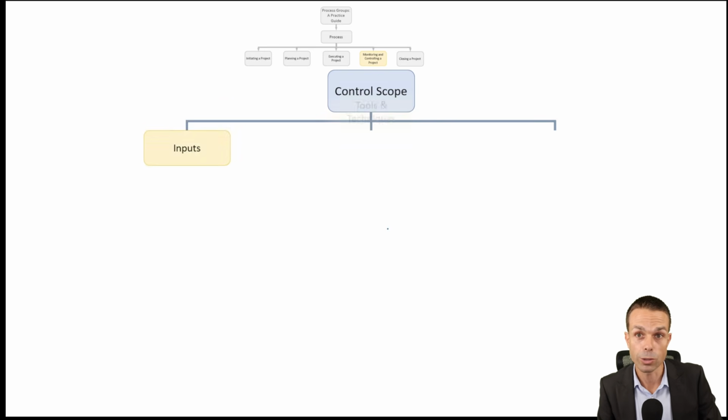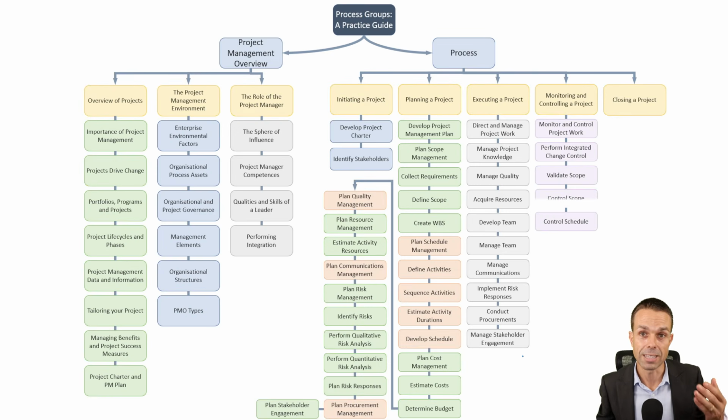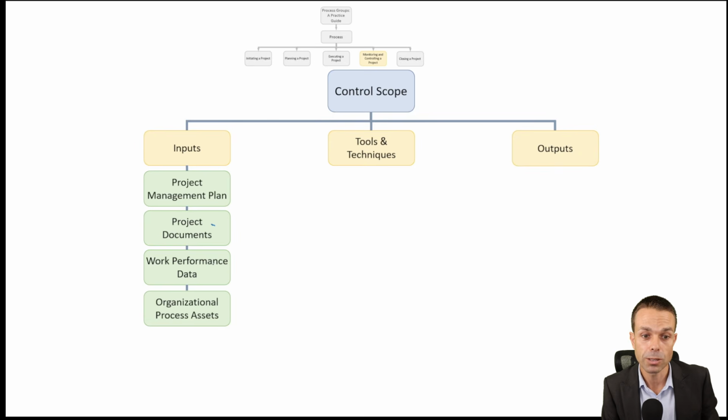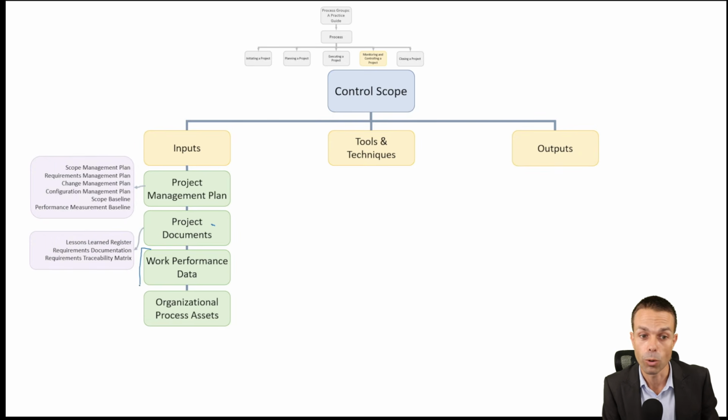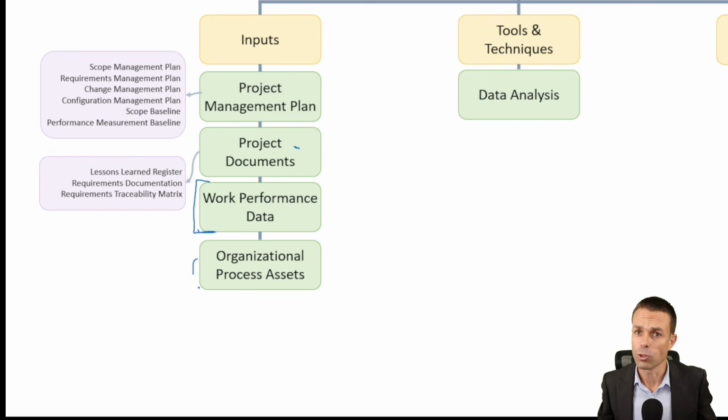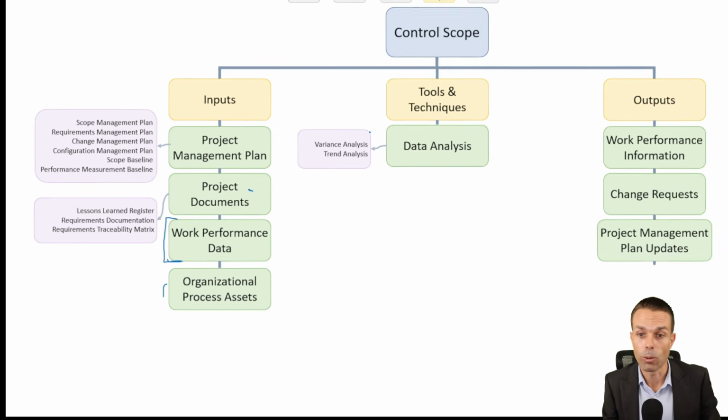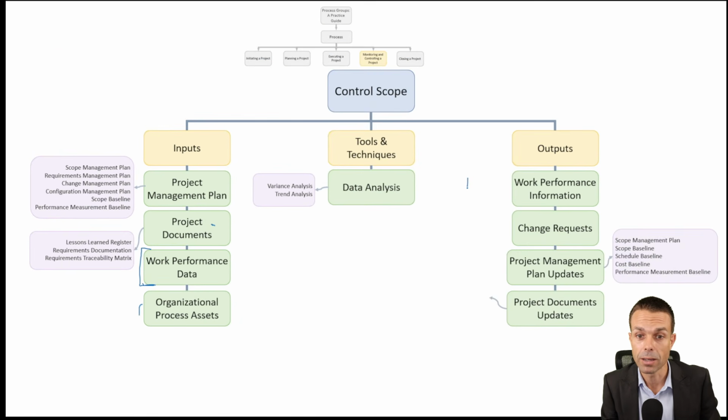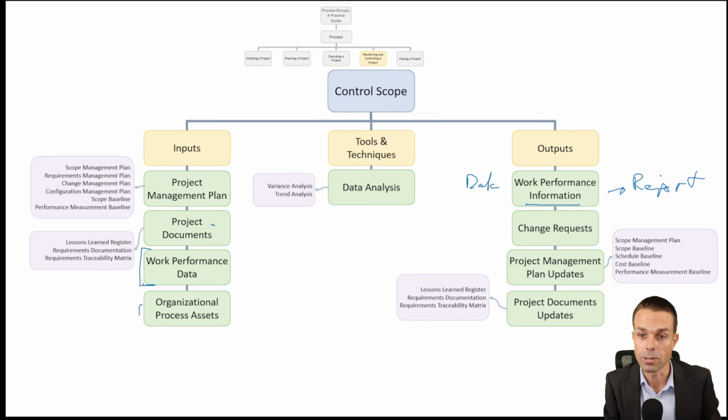We want to control scope as we're going along for any changes. And of course, we're going to need our project management plan, project documents, work performance data from all of our project work, and organizational process assets. The tools and techniques we're going to need are data analysis for trend or variance analysis, and the outputs will include that work performance information. Remember, the data turns into information and that goes into reports. So that's how it goes there.